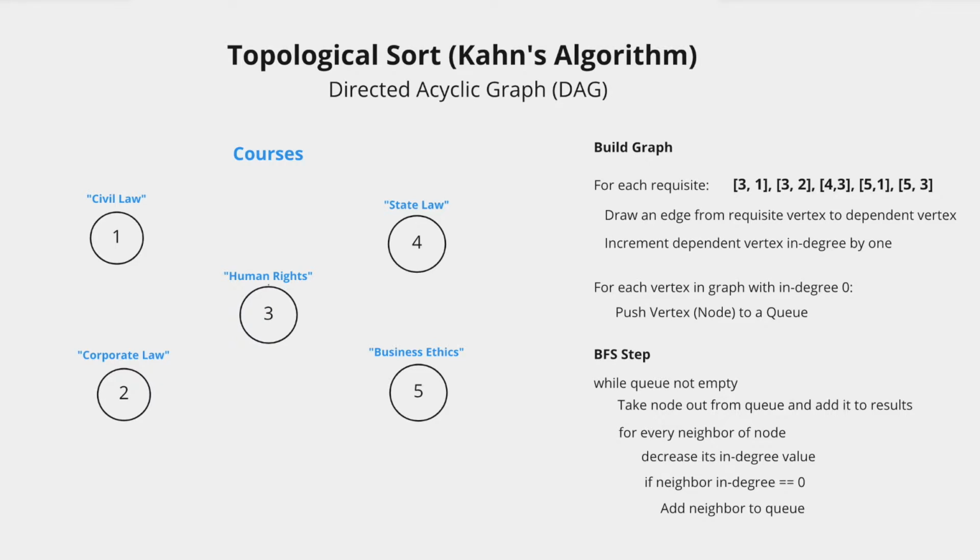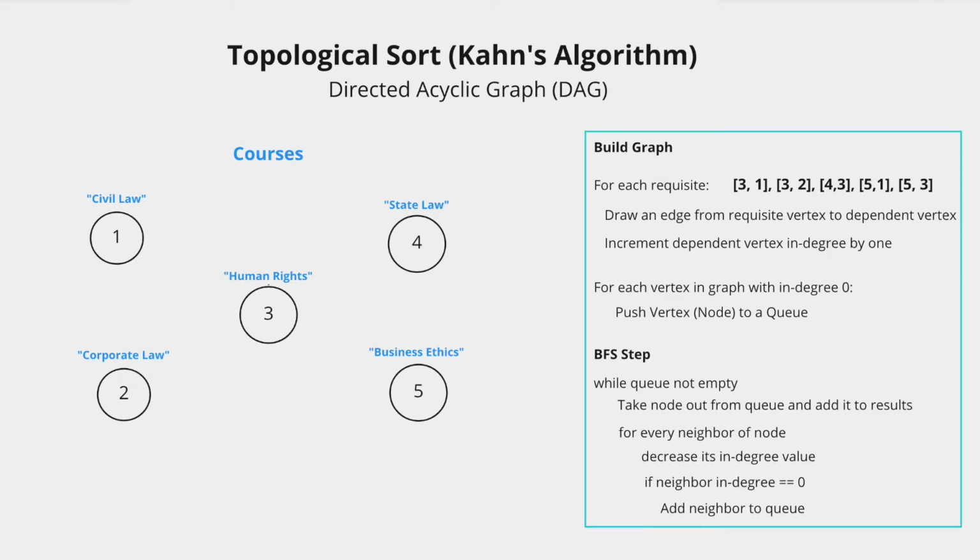And those objects and their relationships can be represented by a directed acyclic graph. It must be noted that for this type of graph, if it contains cycles, for this problem it simply won't be possible to complete all the courses. Outlined right here is Kahn's algorithm for topological sorting, which we're going to use to solve the course schedule problem.